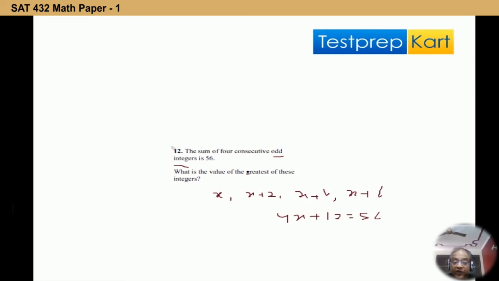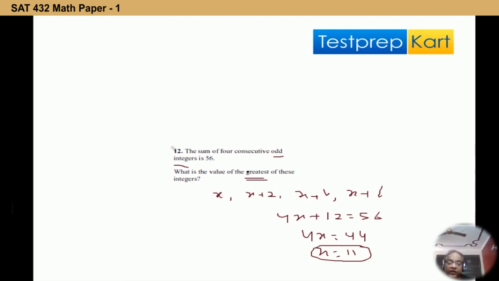So in these questions, once you have formed an equation like this, then find out the value of x. So 4x is equal to 44. Correct? 44. So x is equal to 11. X is equal to 11. But he is asking what is the value of the greatest of these.